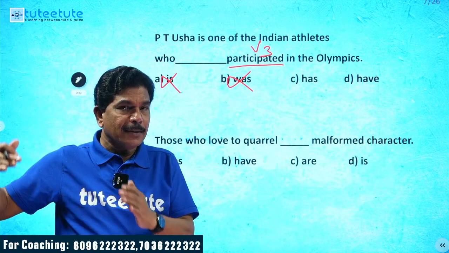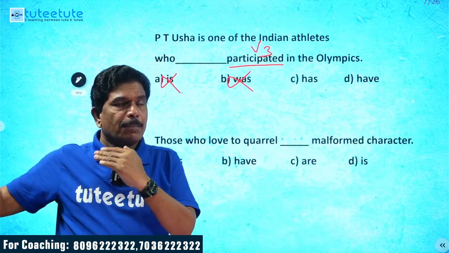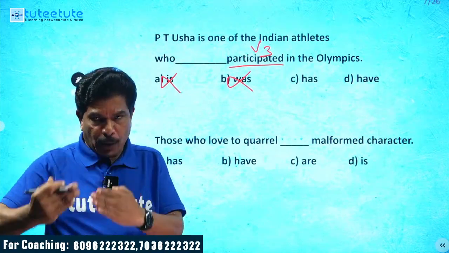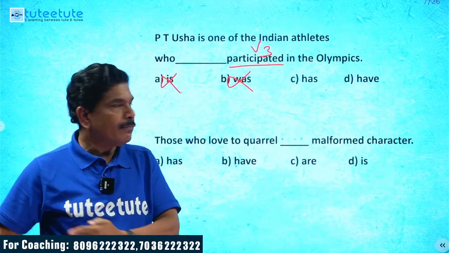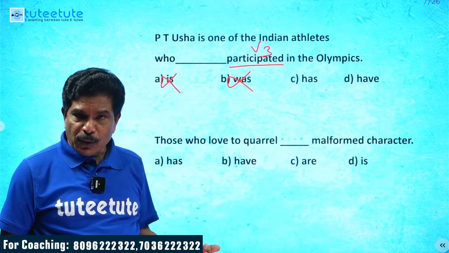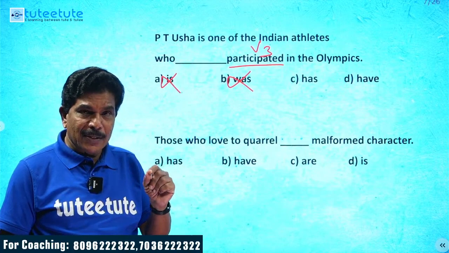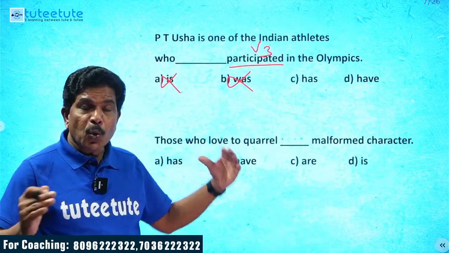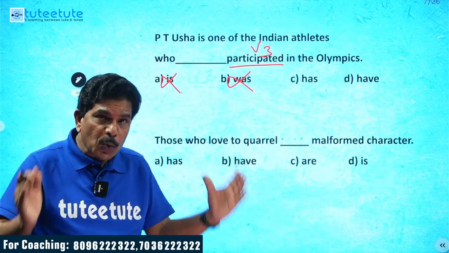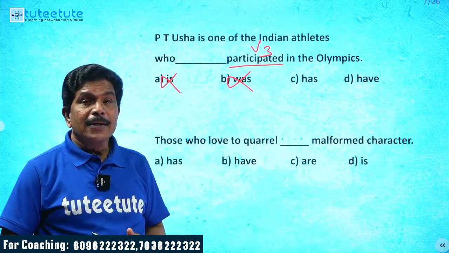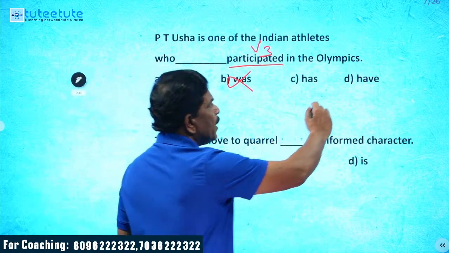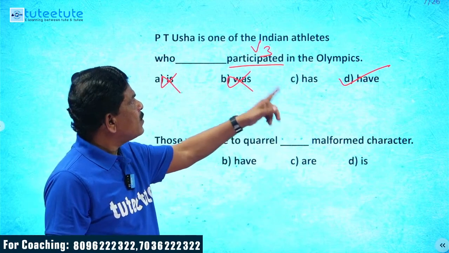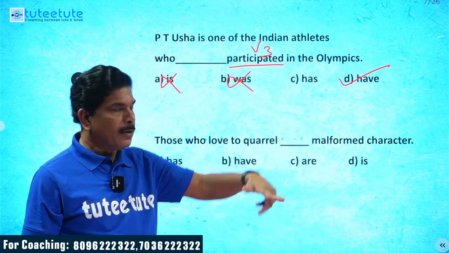So we are taking that background. We have many athletes who have, athletes plural, therefore it is followed by have. P.T. Usha is one of them. Okay, we are only considering P.T. Usha as one among them, but broadly we are speaking about all the Indian athletes who have participated. So the answer is who have participated in the Olympics. This have is about those who have participated in the Olympics.